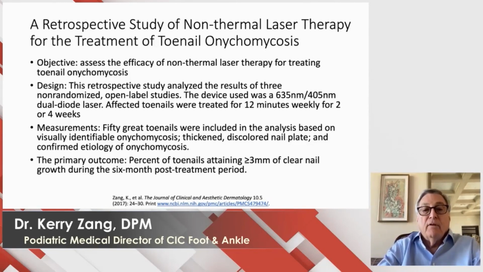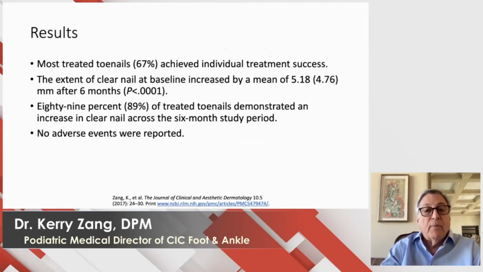The measurement for our FDA study included the 50 great toenails, thickened discolored nail plate, confirmed with culture and sensitivity. And the outcome for our FDA study was to provide 3 millimeter of clear nail growth during a 6-month period. We've followed many of these patients up for the full year, ending up with very similar results that Dr. Sullivan did. We ended up with a 89% increase in clear nail space across a 6-month study period. No adverse effects were reported.